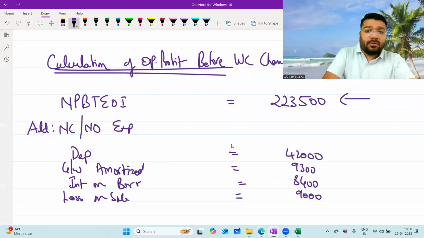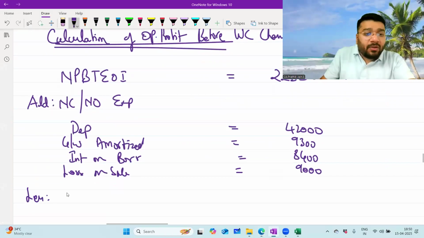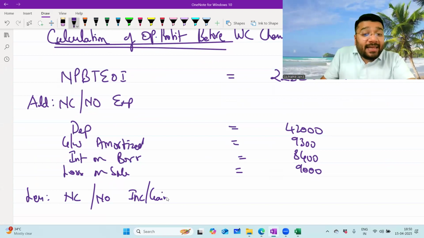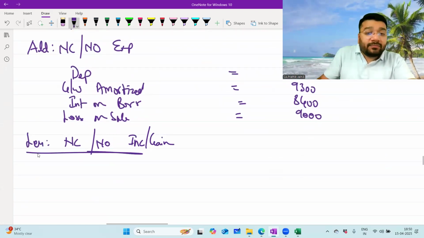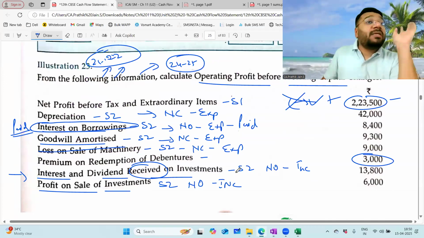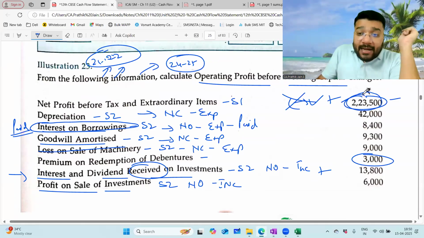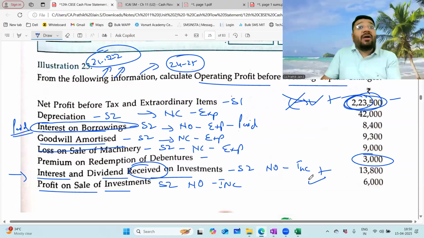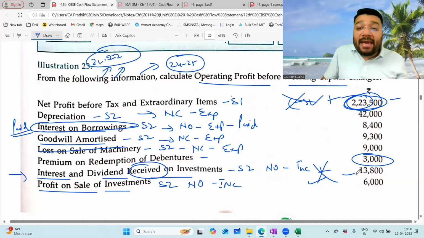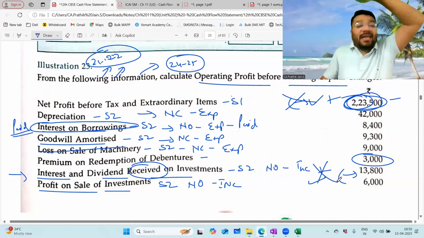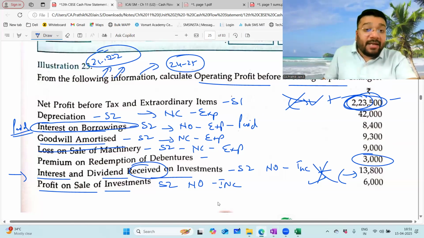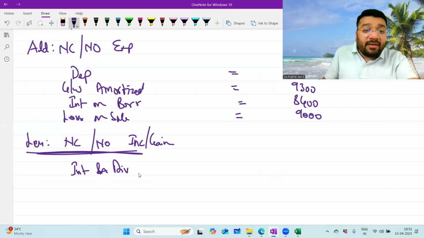Now, next is less. Non-cash and non-operating item, but of what nature? Income or gain in nature. Interest and dividend received. Received means what? Money received, cash inflow. It is added in your net profit. Adding in net profit is right, but what is wrong? Place is wrong. This is your investment activity. So cancel this addition by subtracting it and re-add it where? Investing activities. So less interest and dividend received. How much?